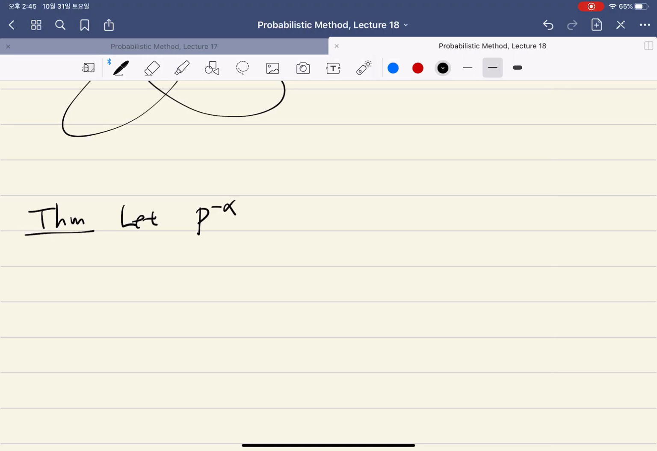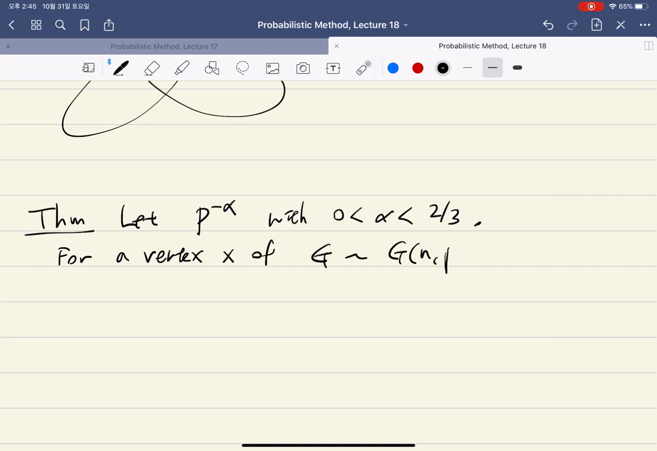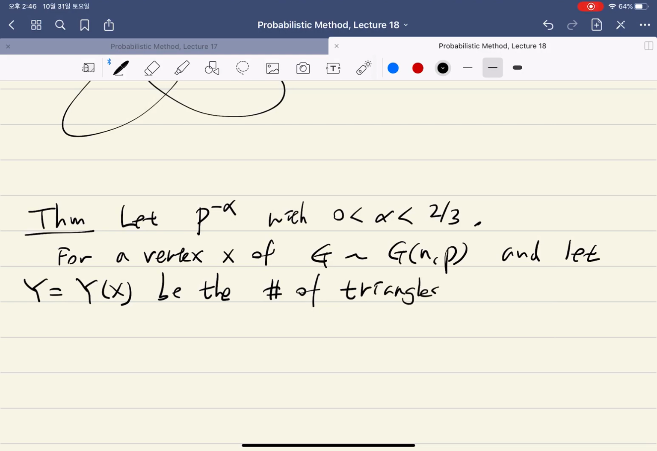Application on the number of triangles containing a specific vertex x. Let's say p is n to the minus alpha, with alpha being between 0 and 2/3. Then we fix the vertex x of G, which is drawn from the random graph G(n, p). And we let Y be the number of triangles containing x.